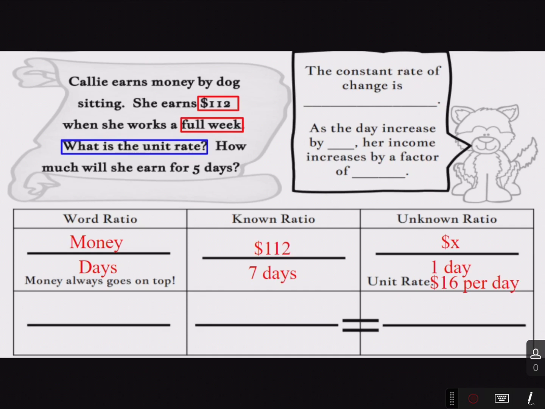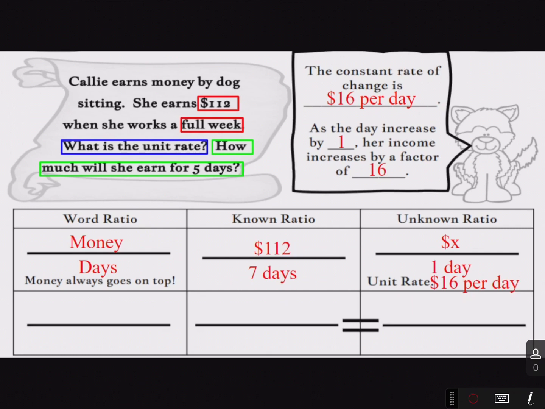Up here where the puppy dog is talking, it says the constant rate of change is $16 per day. As the days increase by 1, her income increases by a factor of 16. So that means for every day that she works, she gets $16. We're now going to look at that second part of the question, which says how much will she earn for 5 days? So now we have to predict what she would earn for 5 days. We know that 1 day is $16 and 7 days is $112. So we should know that our number should be in between those two numbers.